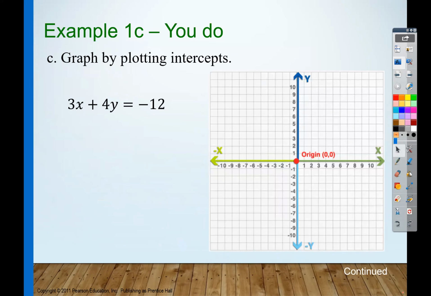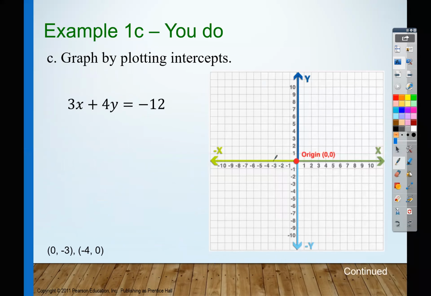Okay, graph. So this is for you to do. So graph by plotting the intercepts. Go ahead and pause. So your intercepts are 0, -3, and -4, 0. And so if we graph that, 0, -3, and I'm sorry, that's not right. 0, -3, and -4, 0. And so if you plotted that line, it would look like that.